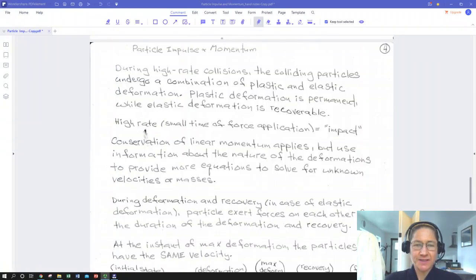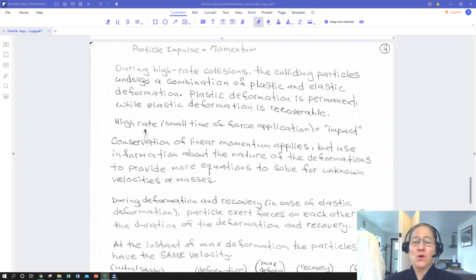Welcome dynamics students. This mini lecture will involve the groundwork for what's known as particle impact. This is a subset of particle impulse and momentum, and it's reserved for very high rate collisions where we definitely have a certain amount of deformation, both in one direction as particles approach one another, and then again as they spring apart.